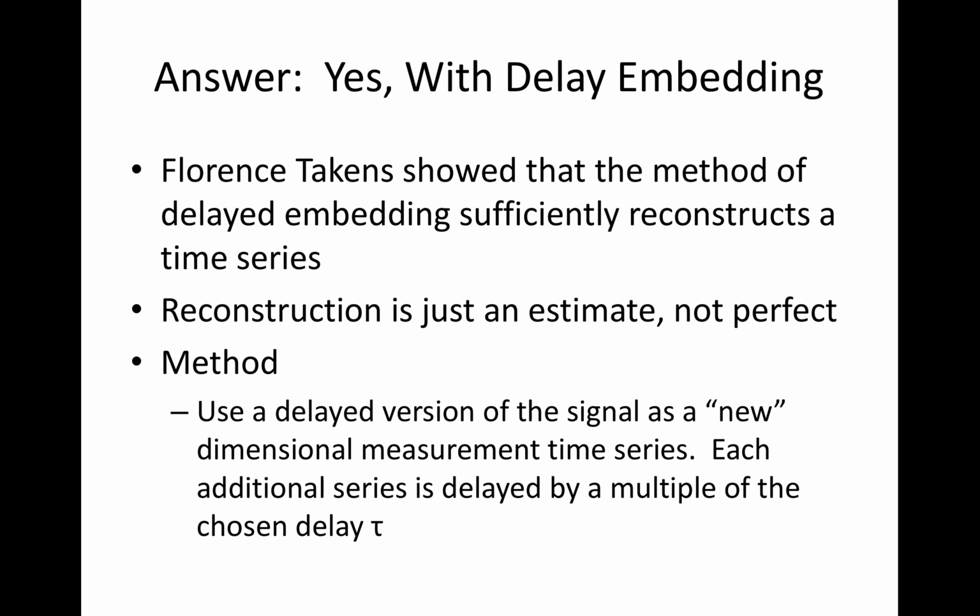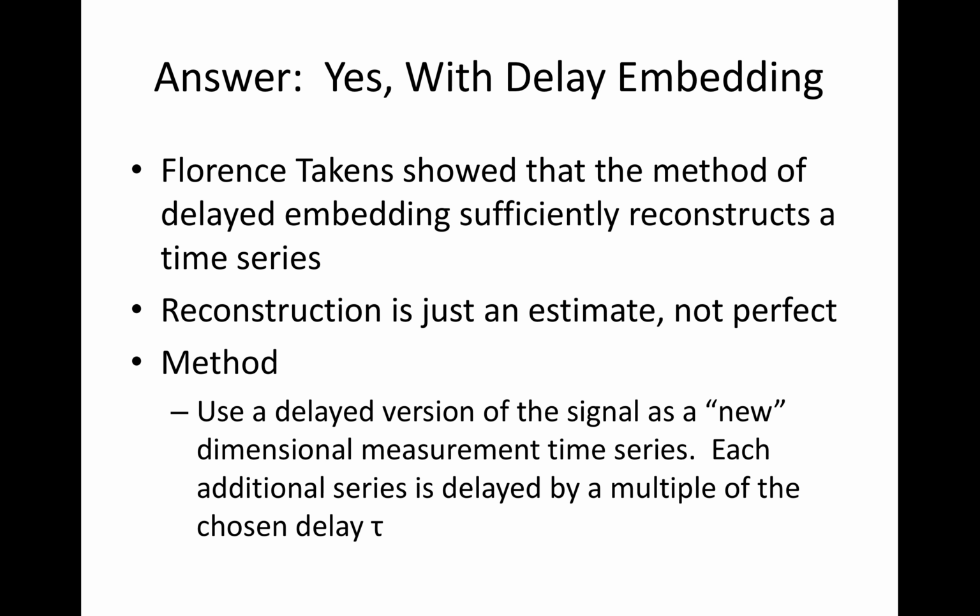So what the method does is you take a signal and you delay it, and then you use that new delayed signal as a new dimension. And each additional series is going to be delayed by a multiple of that chosen delay tau. So if I have some signal and it's 30 seconds long, and I let tau be 1 second, then I would have one signal that started at t equals 0, and then I would have another signal that was delayed by 1 second, and I'd have a third signal that was delayed by 2 seconds. And each of those will be thought of as representing a new dimensionality.